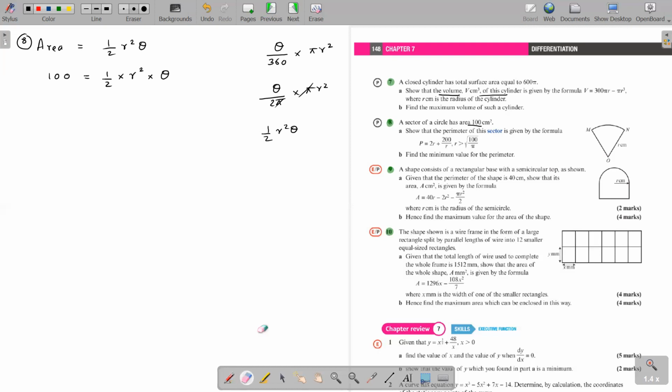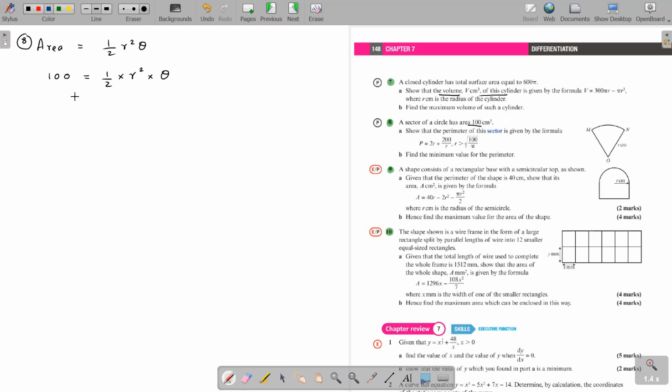Theta is for 180 degrees, right? So 100 equals half r square theta. So this is our first equation. We are supposed to show that for the perimeter, right? I can see everything is in terms of r. So this gives me an idea that if I want my final answer to be in terms of r, I probably will have to remove the theta. So I'll make theta the subject here.